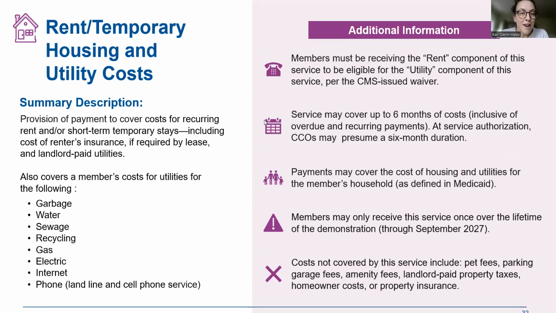So this is our first one, rent and temporary housing and utilities cost. We've grouped these two services together because oftentimes people are charged rent and utilities at the same time. It covers a wide range of utility costs, but does not include pet fees, parking garage fees, amenity fees, etc. We do cover internet and phone costs. People must be receiving the rent benefit in order to qualify for the utilities benefit. This is because of CMS guidance, or requirements rather, so we're not able to separate utilities costs on their own. The presumption is that an individual will need 6 months of assistance, and it's capped at that 6 months. Individuals are only eligible once per the demonstration period, and the demonstration lasts until September 2027. Next slide.